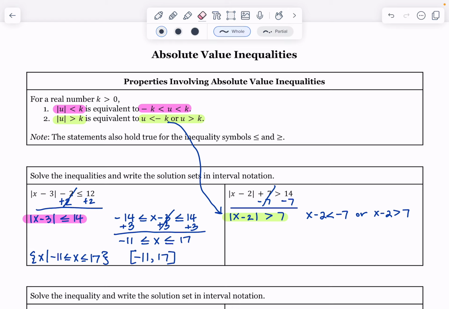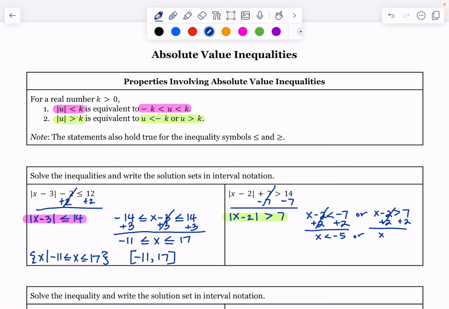And we're going to solve both of those. So we're going to have plus 2, plus 2. So we're going to have x is less than negative 5, or plus 2, plus 2, x is greater than 9. As a set, we would have x such that x is less than negative 5, or x is greater than 9. And then as an interval, we're going to have two separate intervals: negative infinity to negative 5, not included, union, which is like the mathematical or, 9 to infinity.